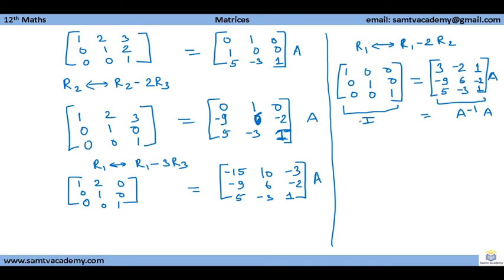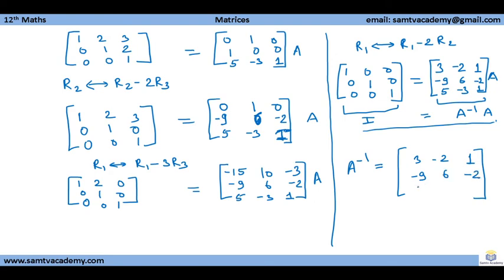If it has become I, then it is A inverse and A. So this is one property, that I is equal to A inverse into A. So from here we find that the value of A inverse is equal to, we can write it here, 3 minus 2, 1 minus 9, 6 minus 2, 5 minus 3, 3, 1. So this is the A inverse. Hope you have understood stepwise how we can do this.